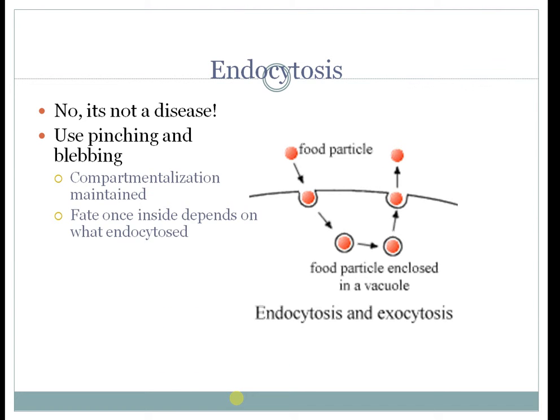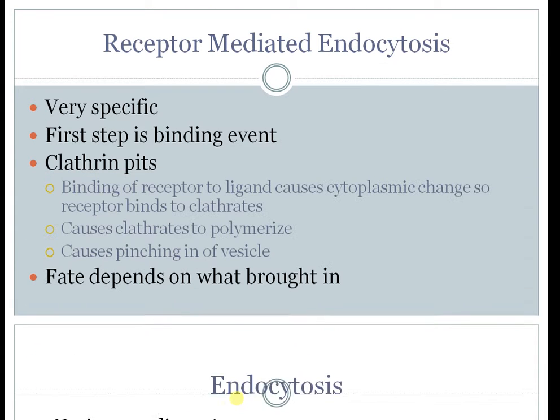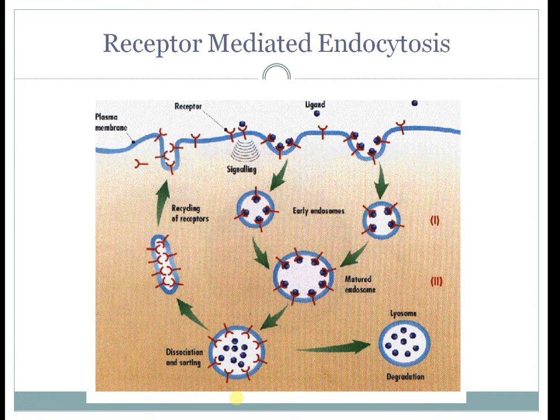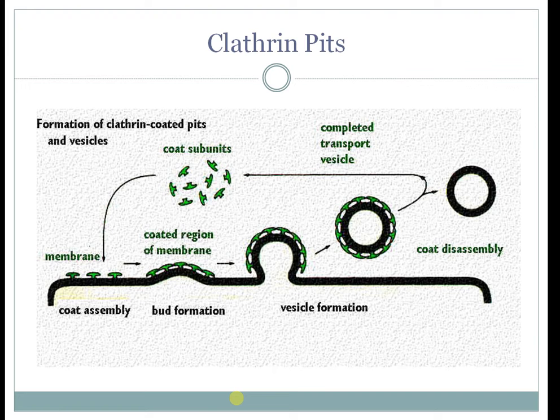Endocytosis involves pinching off and bleeding in, maintaining compartmentalization, and the fate once inside depends on what was taken in. Receptor-mediated endocytosis is very specific. The first step is the binding event at clathrin pits; binding of the receptors to the ligand causes cytoplasmic changes, so the receptors bind to clathrin and cause the clathrin to polymerize and pinch off the vesicle, and the fate depends on what was brought in. This is how receptor-mediated endocytosis works, with clathrin pits shown in the diagram.